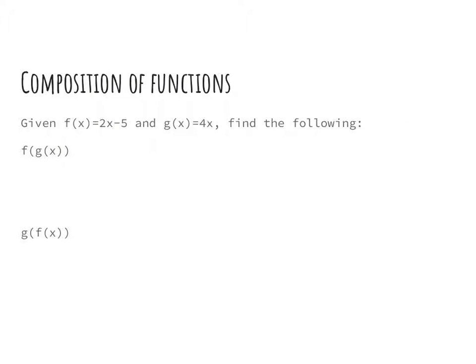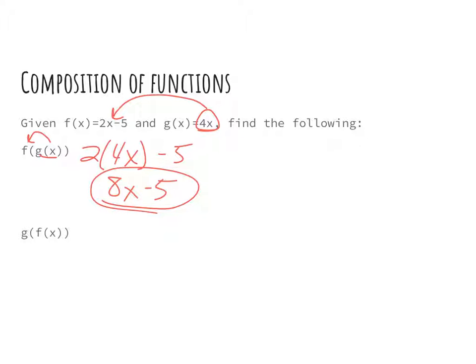So when we have f of x is 2x minus 5 and g of x is 4x, we're going to find the following. If it's f of g of x, I take g of x and I plug it in for f. So instead of 2x minus 5, I'm going to take this 4x and I'm going to plug it in for x. So I'm going to do 2 times 4x minus 5. And 2 times 4x gives me 8x. So my final answer is 8x minus 5.